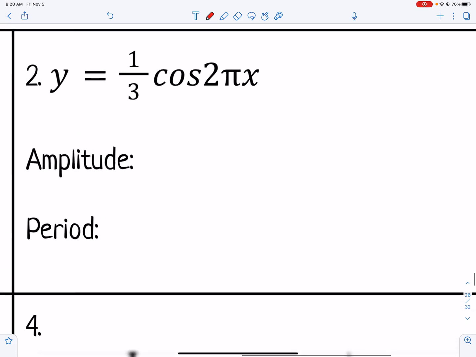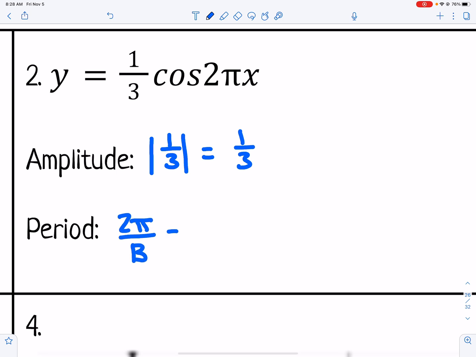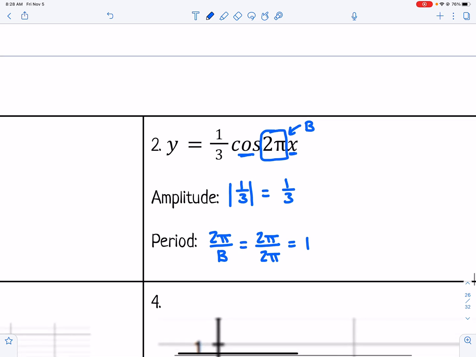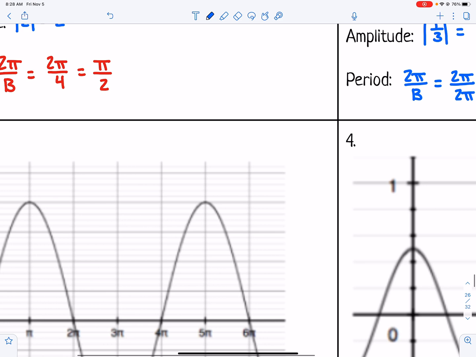All right, let's look at another one. Number 2, the amplitude goes with that number, that's our A value. Take the absolute value of it, that would just be 1/3. Period is 2 pi divided by B, and B is this number right here that's between the cosine or the sine and your X. So I see I've got 2 pi this time, so I've got to put 2 pi over 2 pi, because B in this case is 2 pi. Well, that just equals 1. So you can just leave it that way. Don't put a pi with it because those canceled out.